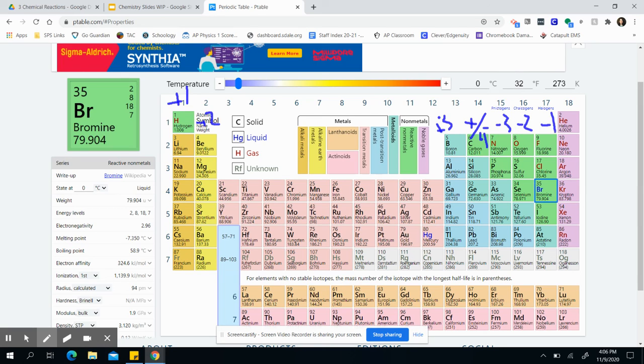So remember, like nitrogen needs to steal 3 to be happy, that's why it's -3. Oxygen needs to steal 2 to be happy, that's why it's -2. And fluorine needs to steal 1 to be happy, that's why it's a -1. Okay, that's pretty much it.